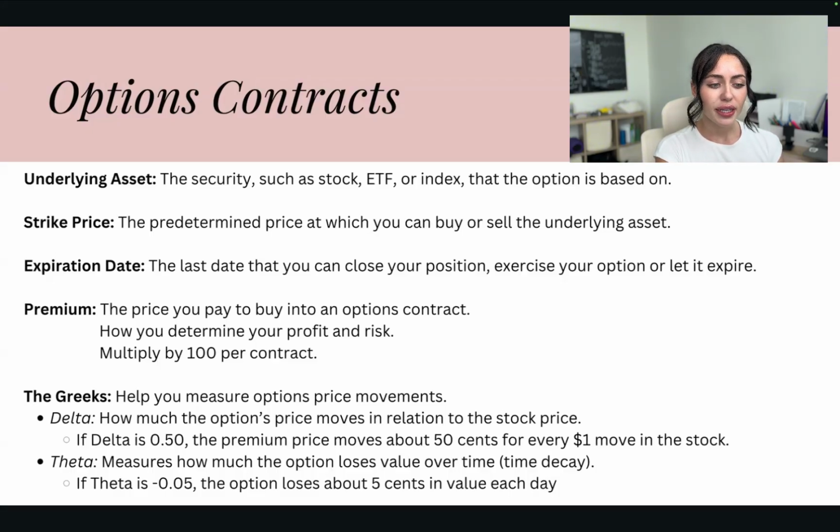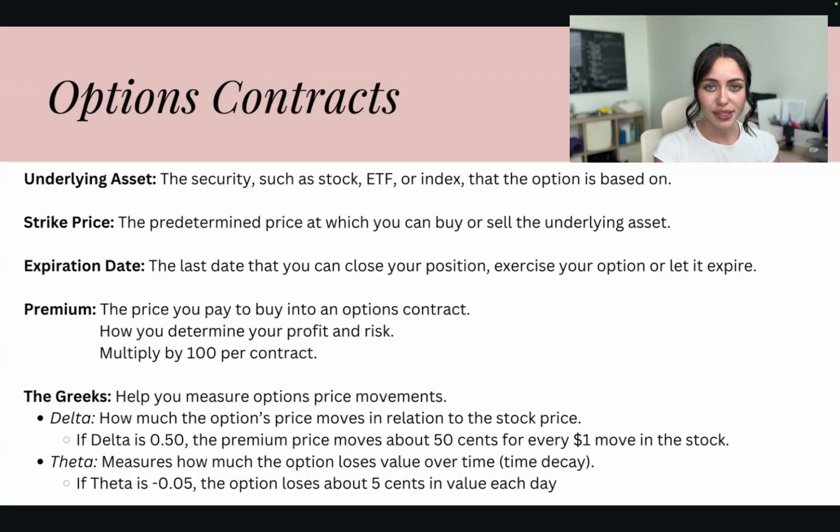Your delta is going to tell you how much the options price moves in relation to the stock price. So if the delta is 0.5, the premium price, which is how we make our money and how much we paid to get into the contract, moves about 50 cents for every $1 move in the underlying stock. Okay? So let's break that down a little bit more.